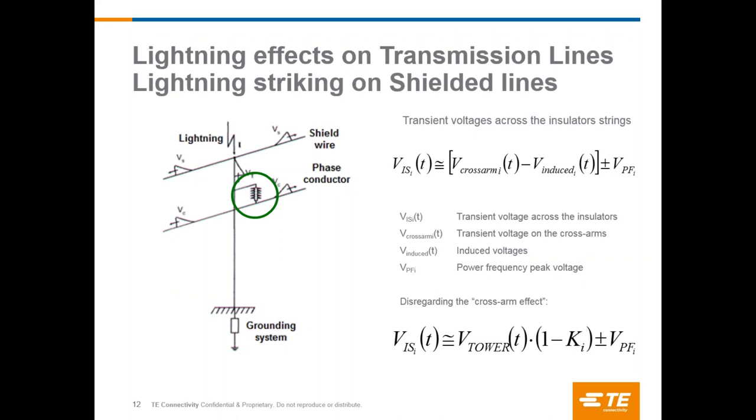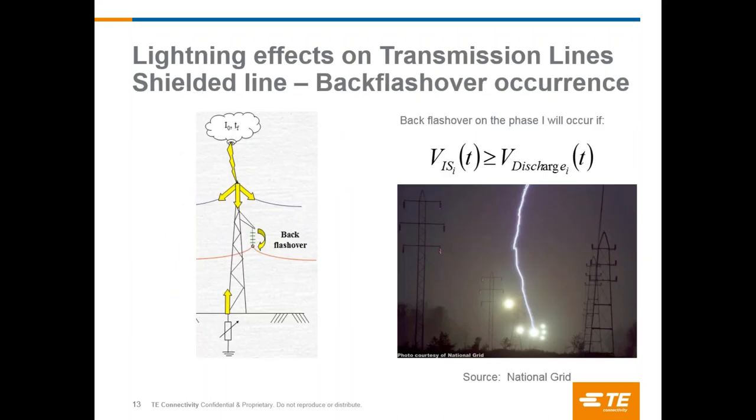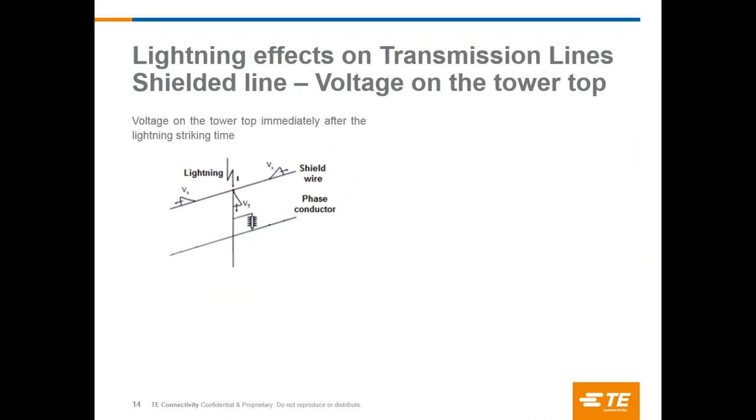The second piece of information shows us that a lower coupling factor results in higher transient voltage across insulator strings. As a phase conductor closer to the shield wire is more coupled, for vertical and triangular configurations, the bottom phase is more exposed to higher voltage and, as a consequence, more exposed to back flashover occurrence. And back flashover happens on the specific phase if the transient voltage across the insulator strings is higher than its discharge voltage, as you can see in this picture.